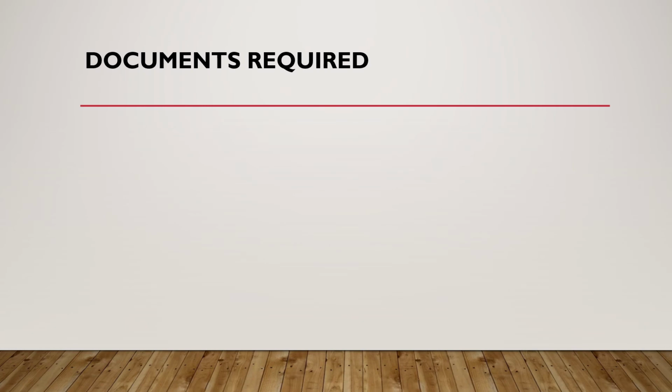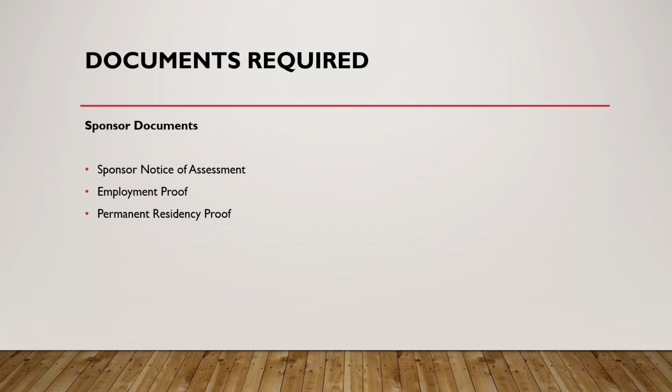Next is, what are the documents you are required to submit for family sponsorship? I have divided it into two categories. First, I'm going to talk about sponsor documents. The sponsor will need a notice of assessment. This is provided by CRA, which is the Canada Revenue Agency. You must provide your notice of assessment. For grandparents and parents, you need at least 3 years. But for spouse and the rest of the people, 1 year is enough. Next is employment proof that you have a job in Canada and you are able to provide for the basic needs of the person you are sponsoring. Next, permanent residency proof that you are a permanent resident or a citizen in this country. So you have to provide that proof.